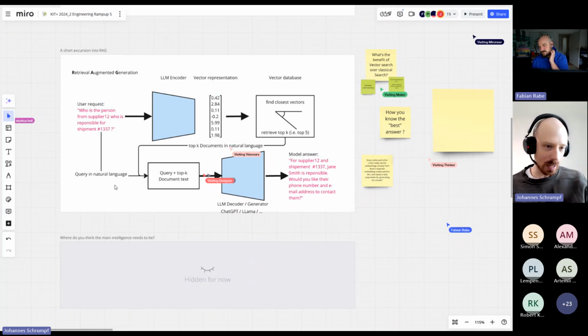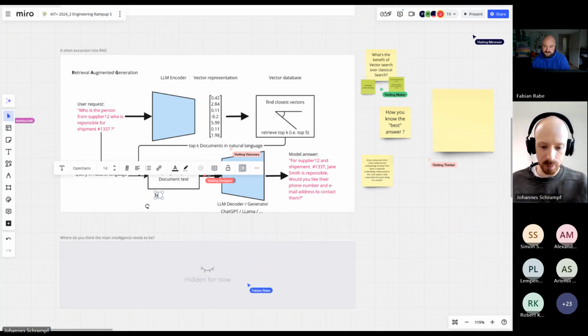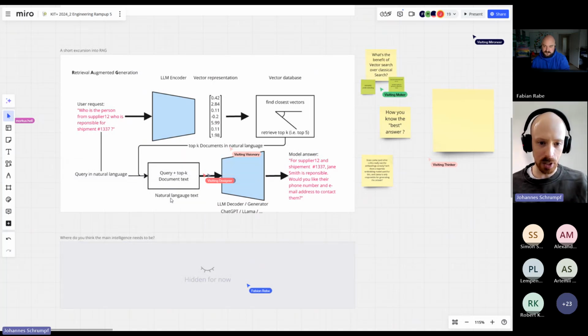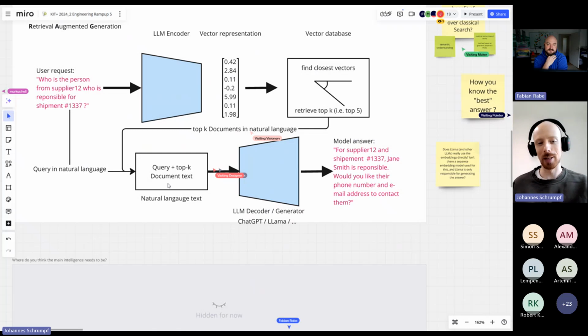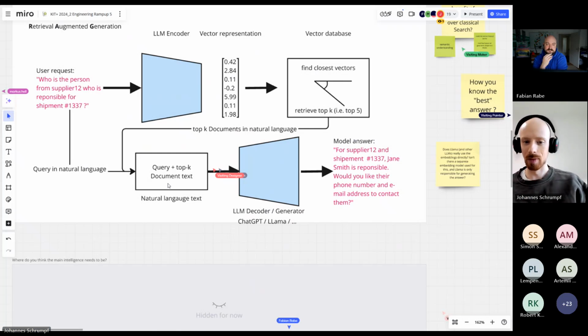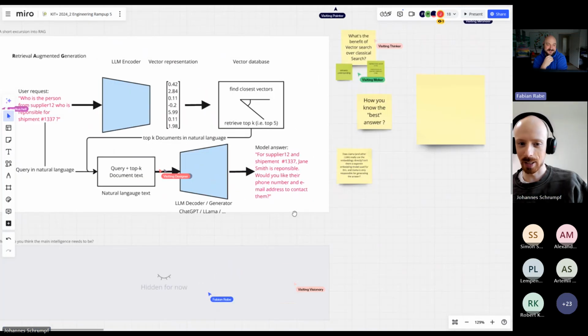So I'm just going to tag this here. This is natural language text. Everything that gets fed into the decoder is human readable. It's just the query and the top K segments of texts that have been retrieved from the vector database. And then the most important question. Sorry. Yeah. How do you know the best answer?